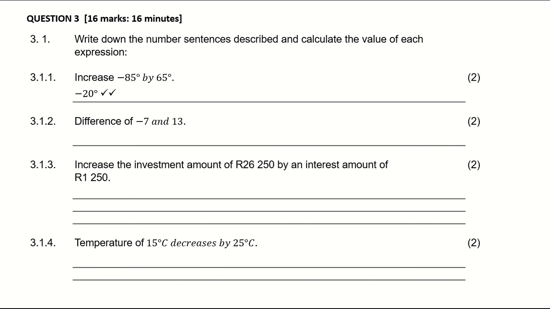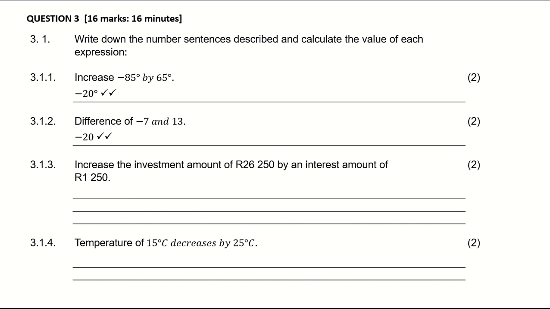Difference of negative 7 and 13. Difference means you need to subtract. So you're going to take negative 7, subtract 13. Negative 7 minus 13, the signs are the same. We're going to keep the sign, which is negative, and then add 7 with 13. 7 plus 13 will give us 20. So it'll be negative 20.